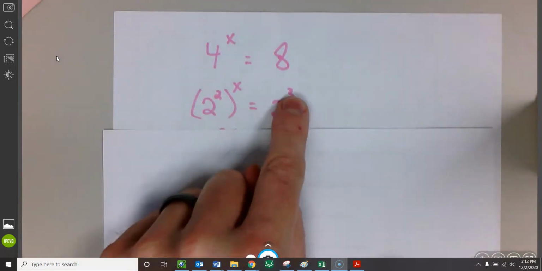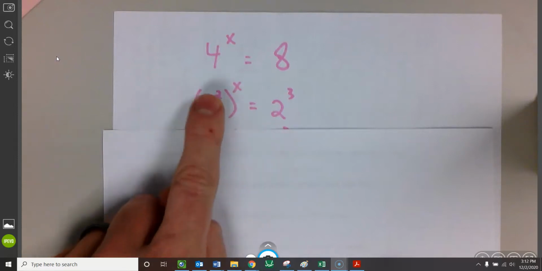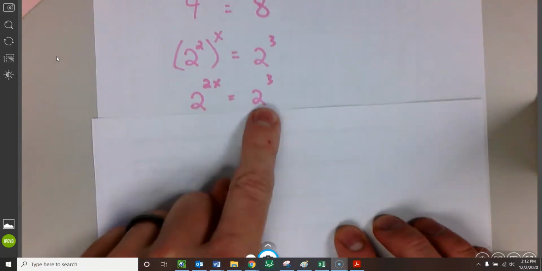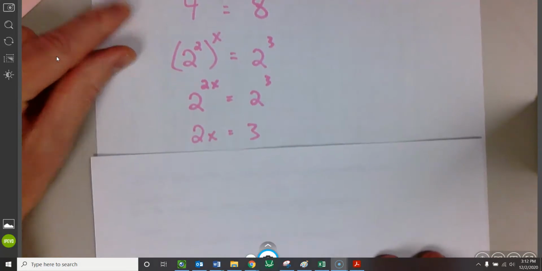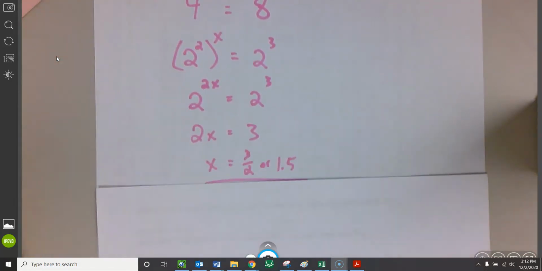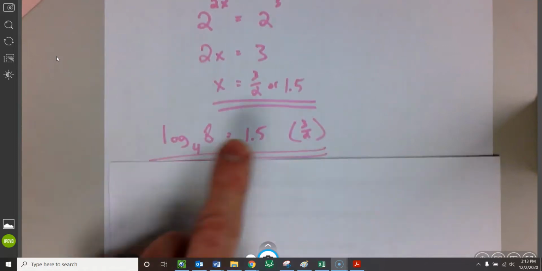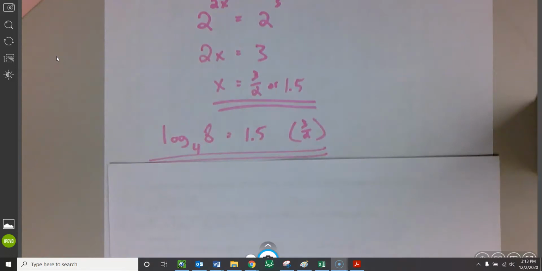So here's what I just said. 8 is 2 to the 3rd. 4 is 2 squared. Now with a little bit of exponent rules, a power raised to another power, we multiply those. That just becomes 2x. Now we can use the exponent property of equality and say, oh, they do have matching bases, so their exponents must be the same. 2x has to equal 3. And then I can just divide and say x is 1.5. So back at the very beginning, log base 4 of 8, that's what we were trying to figure out. Log base 4 of 8 is actually equal to 3 halves, 1.5. Okay? That is the happy meal property.